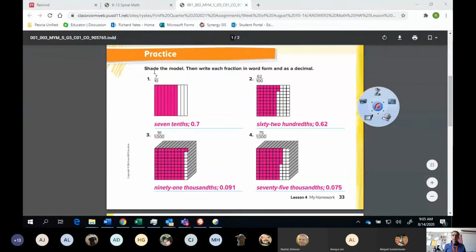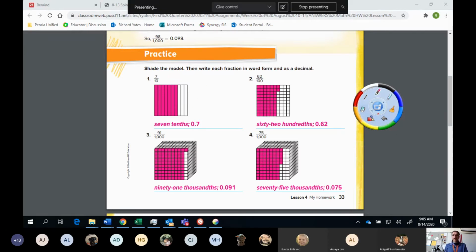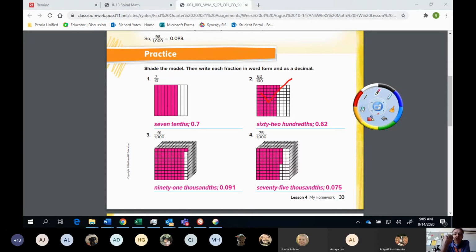All right. So on number 1, we have 7/10, and I want you to write the word form like this. 7/10 down here. Also, make sure that you have a 0 and a decimal and the number 7. I want all those things on that answer to make sure that's correct. On number 2, I want you to make sure that you shaded 62 hundredths on the hundredths model, or if you needed to draw it, I wanted you to draw that one.